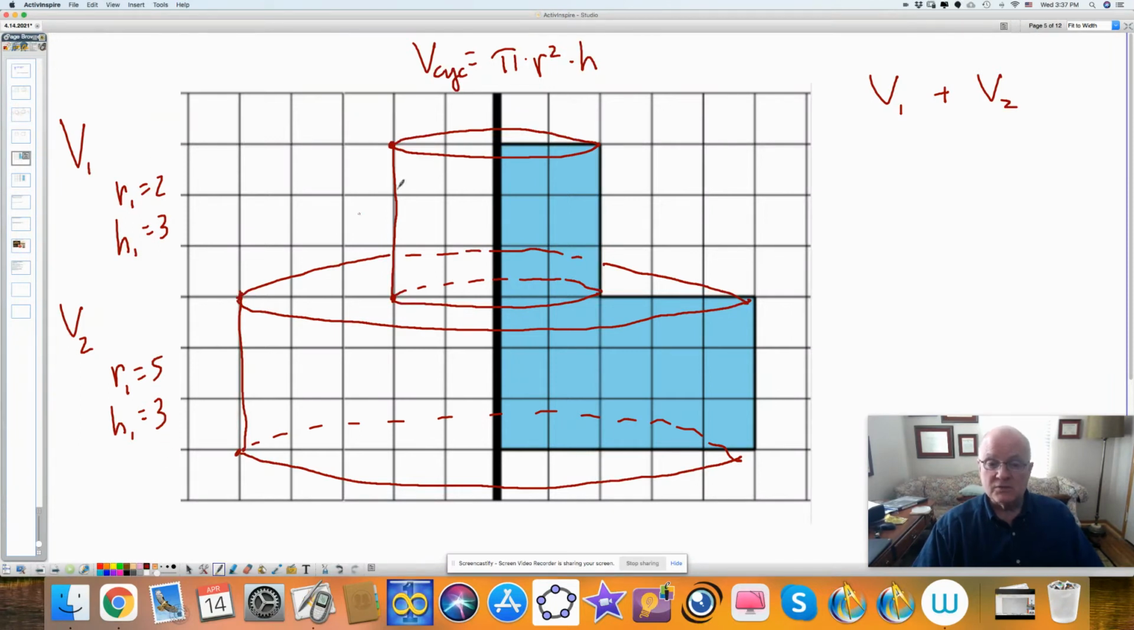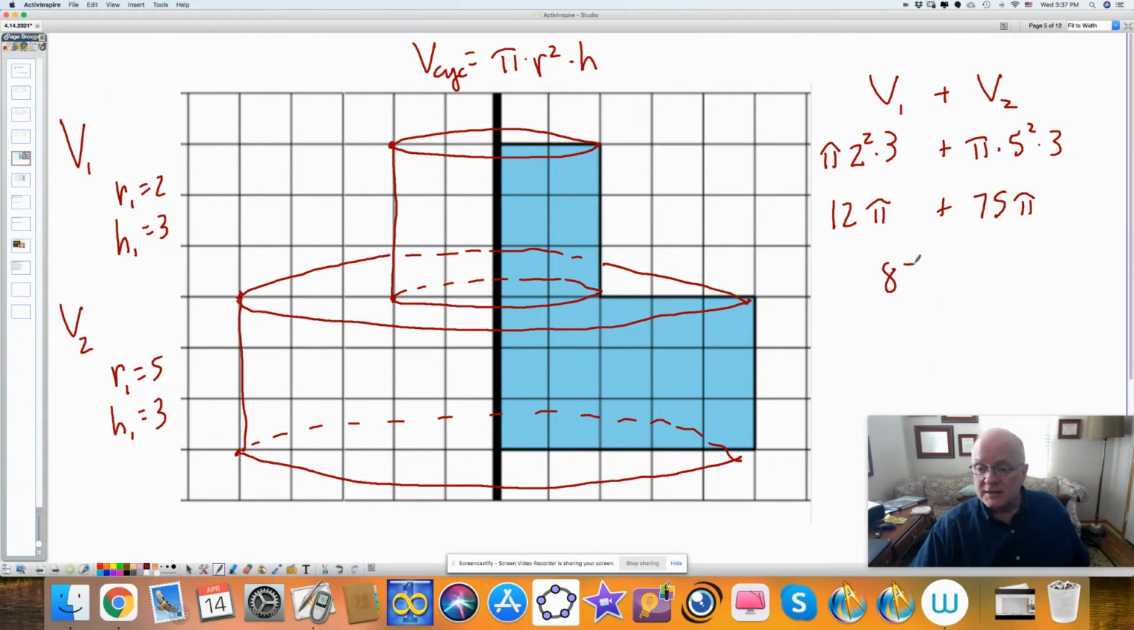So when I substitute these values into this formula, I write pi times the radius, 2, squared, times the height, 3, plus pi times the radius squared, which is 5 squared, times the height, 3. 2 times 2 is 4, times 3 is 12. So this is 12 pi, and this is going to be 5 times 5, 25, times 3, which is 75 pi. My answer is 87 pi centimeters cubed. And if you wanted to multiply it out, you could, but this is the exact answer.